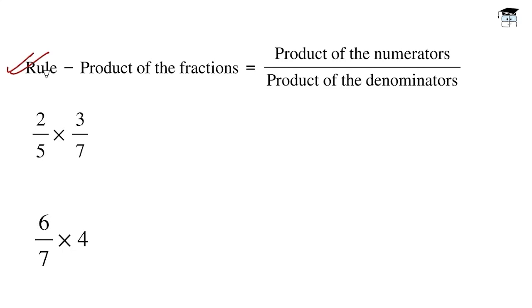The rule for multiplication of fractions is that the product of fractions is equal to the product of the numerators over the product of denominators. Product here just means the answer we get after multiplication.